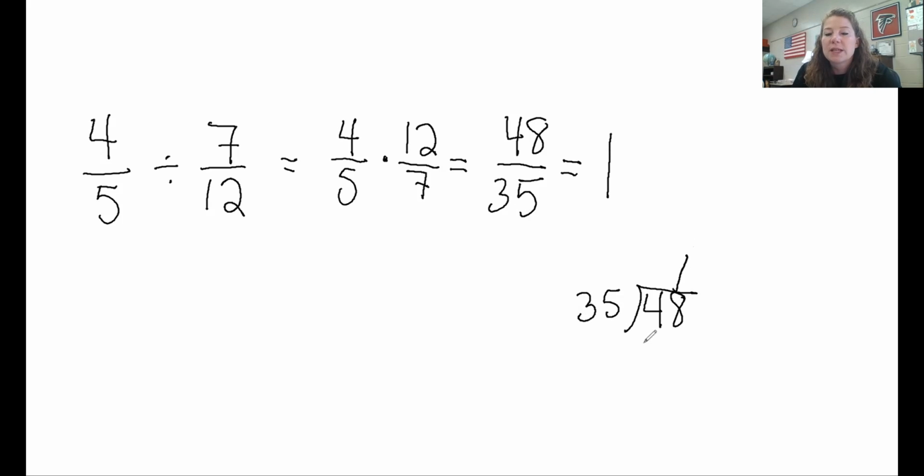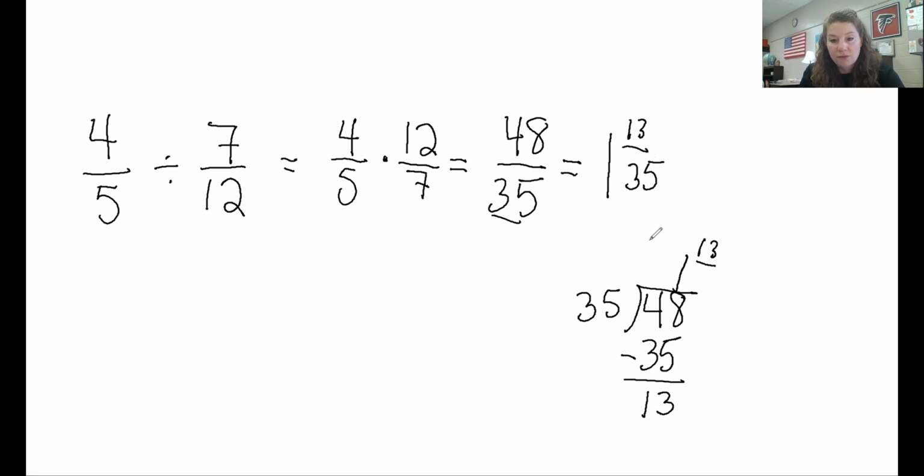excuse me, 1 times 35 is 35. I'm going to subtract, and my remainder becomes my numerator. So 8 minus 5 is 3, 4 minus 3 is 1. So my numerator is my remainder, 13. And my denominator stays the same. So 1 and 13 over 35. That is my answer.